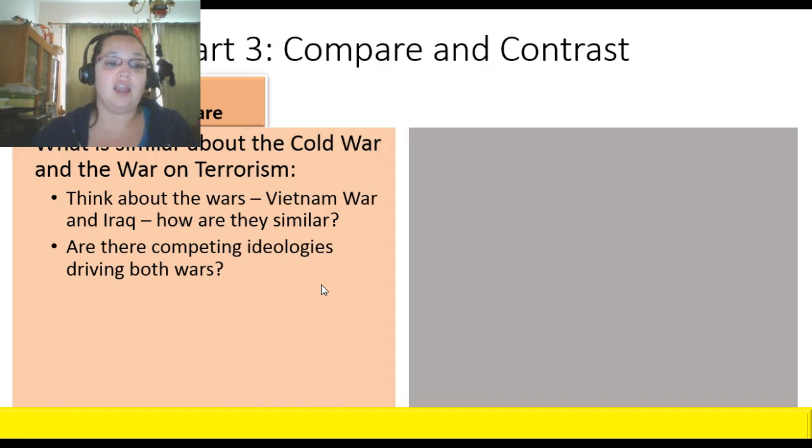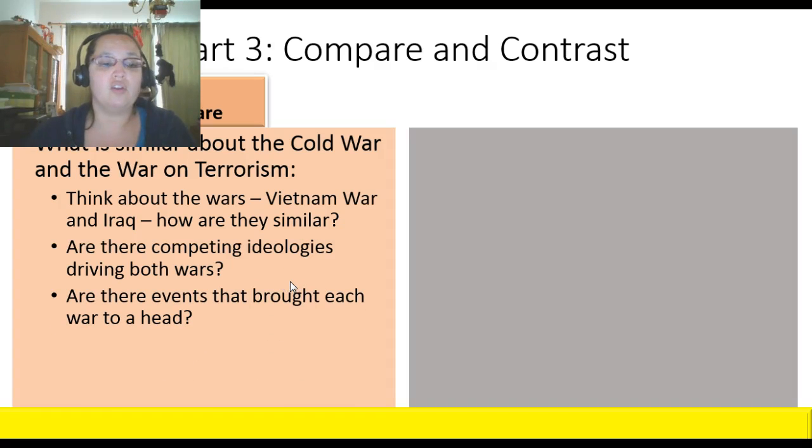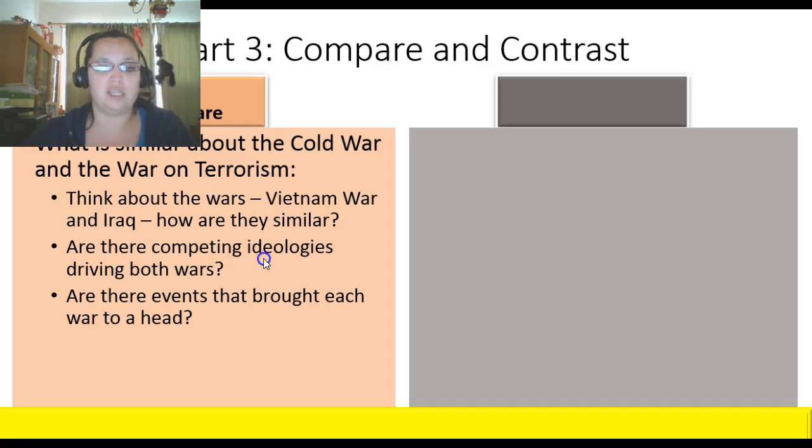Are there competing ideologies driving both wars? Of course, you have communism versus the United States, and in the War on Terror, you have the United States versus conservative Islam or fundamental Islam. So you could point out that on both sides, it was the United States versus a different ideology. Of course, you can also contrast that, the fact that it was different ideologies. One was a government and one was a religion. Are there events that brought each war to a head? The Cuban Missile Crisis and 9/11, for example, both kind of brought this crisis to its boiling point.